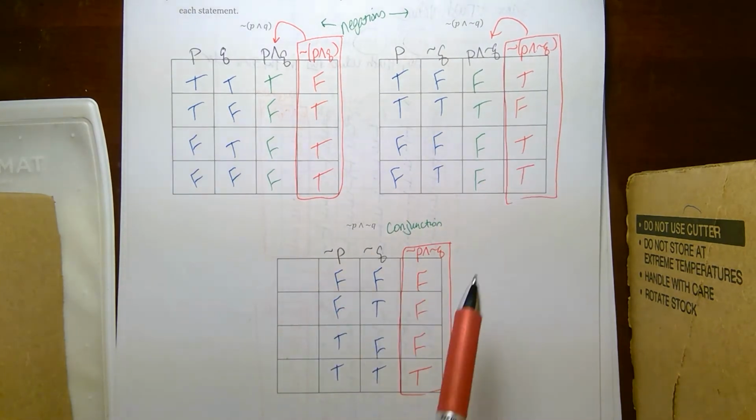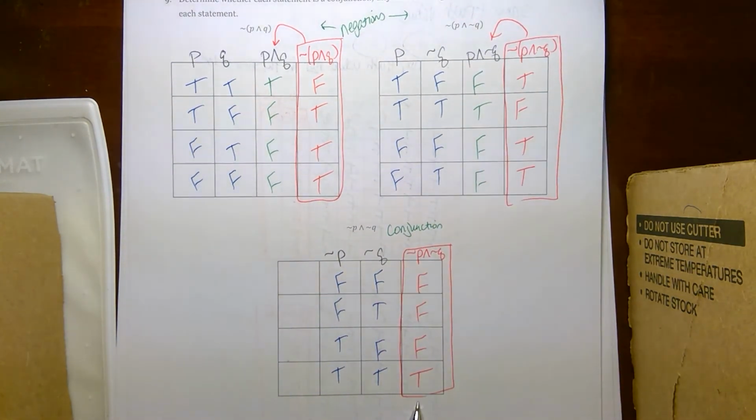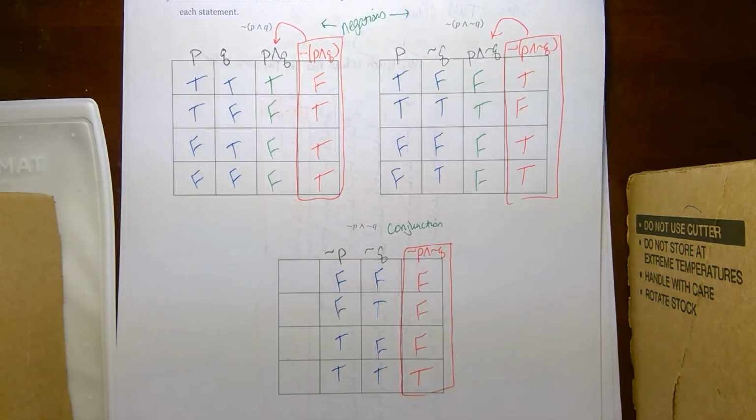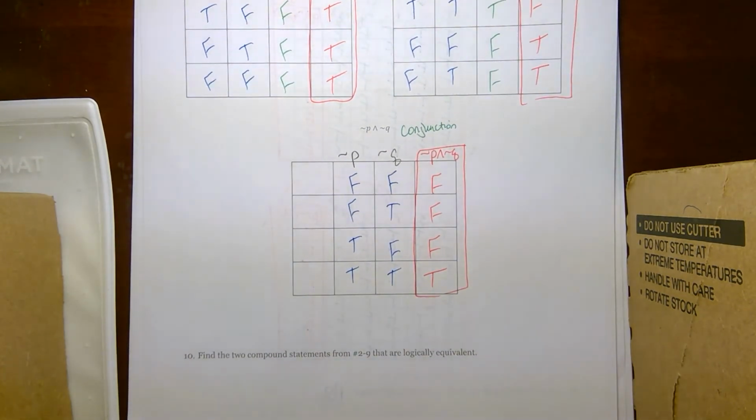Are any of these three truth tables logically equivalent? Well, no. None of them have the same truth values in the same order. Are any of them tautologies? All true? No. Are any of them self-contradictions? All false? No. And when I say tautology, I'm only interested in that last column, that goal column that we filled in. Okay, number 10 at the bottom of the page says to find the compound statements from numbers 2 through 9 that are logically equivalent.